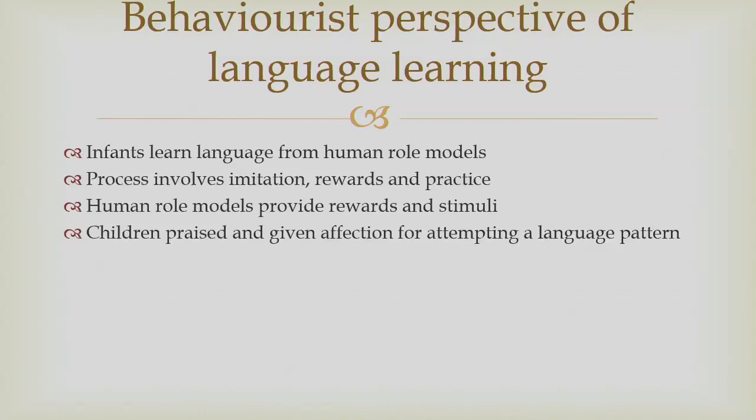Behaviourist perspective of language learning. Here we're talking about the fact that when children are born, they are born into a world of humans. And when they are born in this world of humans, they imitate role models. So the adults in their life act as role models of language. So they imitate those. But what is very important is that when these children imitate their parents, their older siblings, they are always greeted with reward.